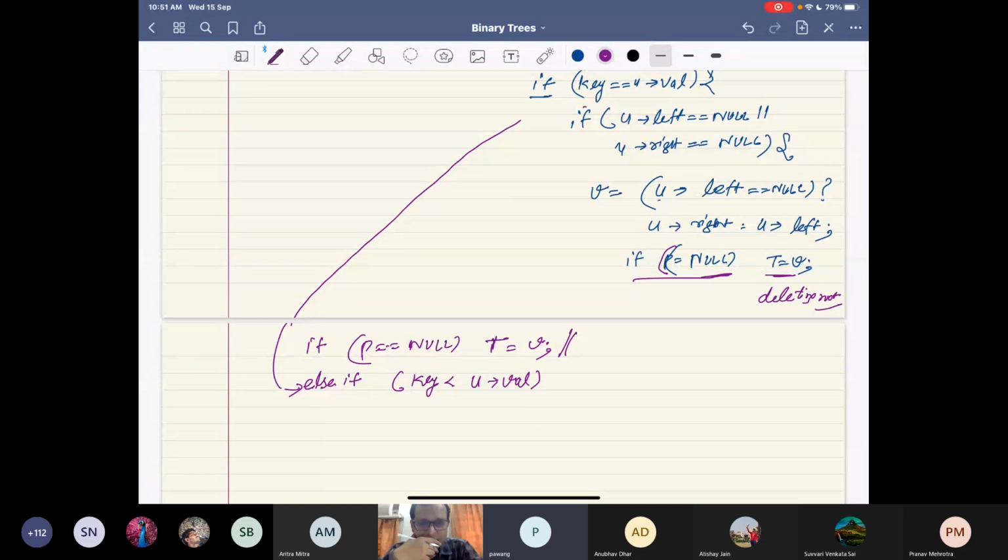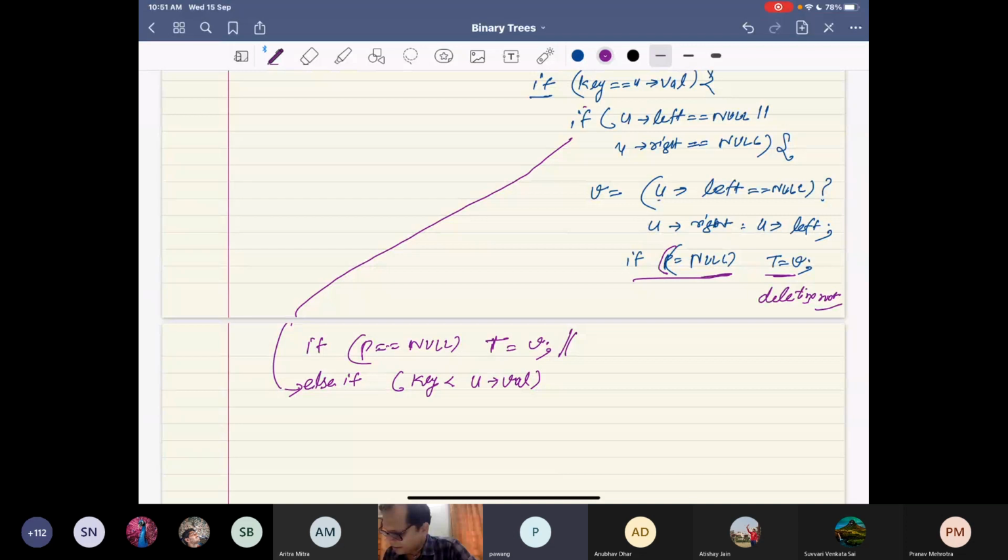Okay, good one. So here, thanks. So what happened? If P was null, I did this. Otherwise, P is not null. That means I have to also change either the left or the right of P. So actually, I'm not doing this for this if. I'm actually doing it for this if.